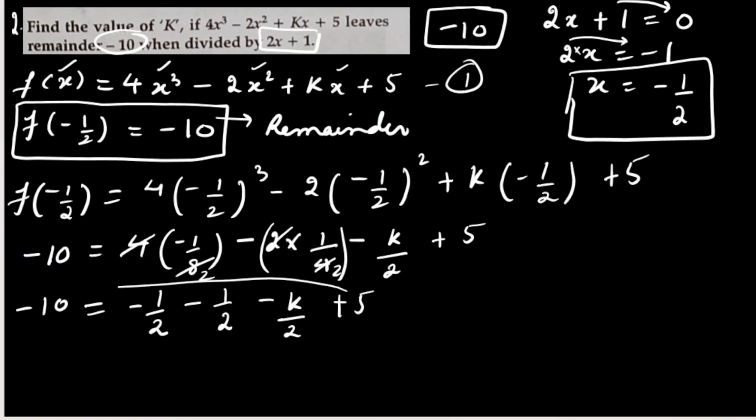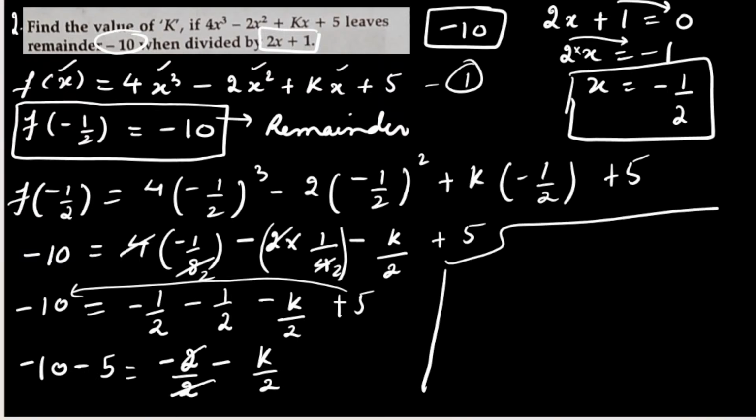Let's shift plus 5 to the other side. If I am shifting it, it will become minus 5. So minus 10 minus 5. Here like terms we can simplify. So minus minus is plus, but with the minus sign the denominator is the same. We can just add minus 1 and minus 2, 2 as it is, minus k by 2. So 2 and 2 will get cancelled. So minus 1 this side. I am just simplifying here. So minus minus plus, this side also minus 15. Here I have minus 1, 2 got cancelled, minus k by 2.